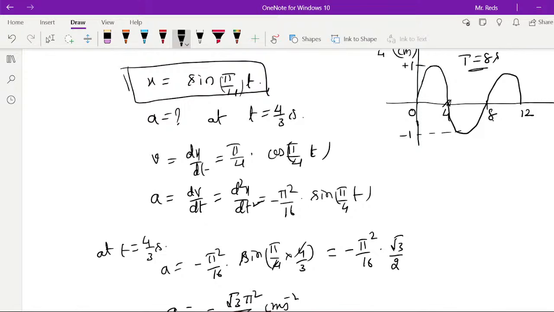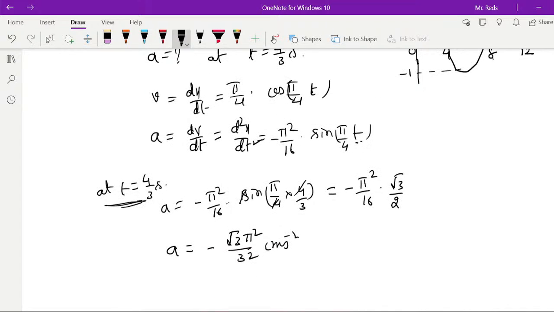But you're asked to find the acceleration at time t equal to 4 by 3 seconds. So if you substitute t equal to 4 by 3 seconds here, we get a equal to minus pi square by 16 into sin of pi by 4 into 4 by 3. The 4s cancel, and we get pi by 3. Pi by 3 is 60 degrees, and sin 60 is root 3 by 2. So minus pi square by 16 into root 3 by 2. So root 3 pi square by 32. You can write the acceleration a as minus root 3 pi square by 32.